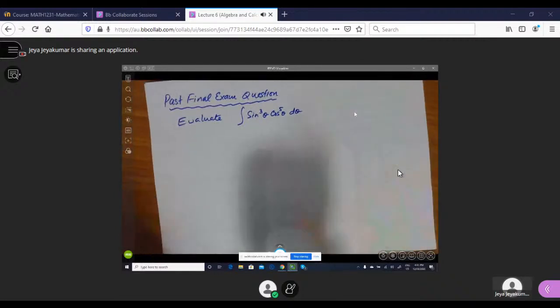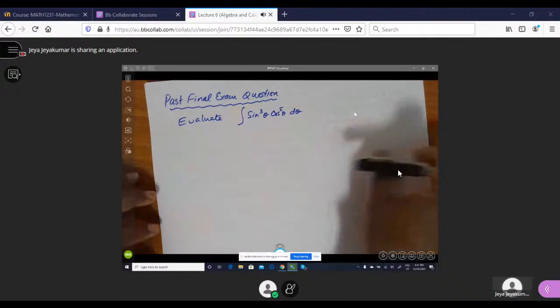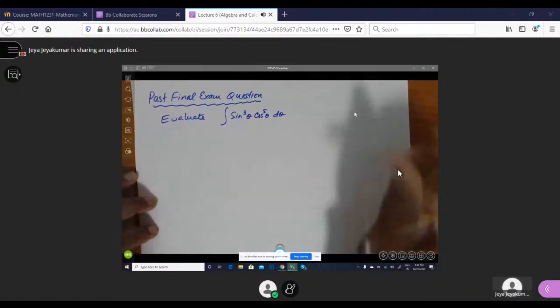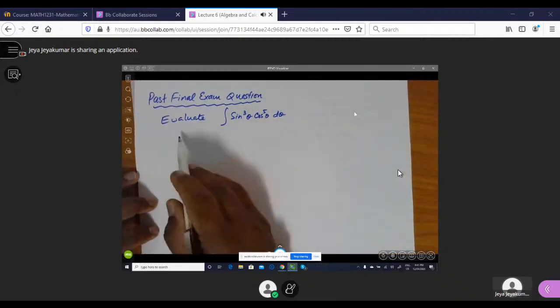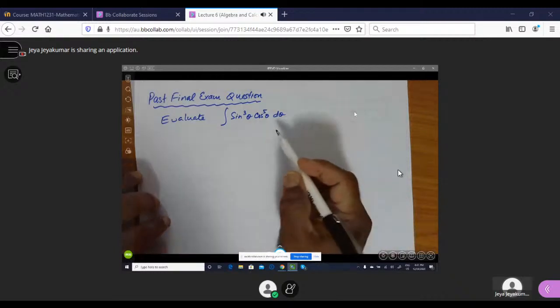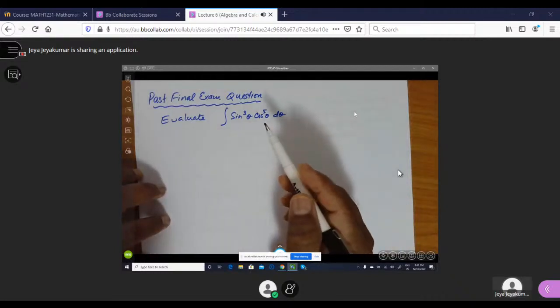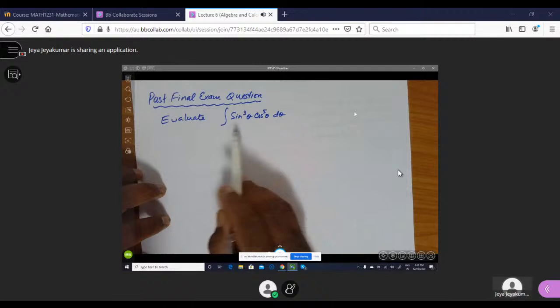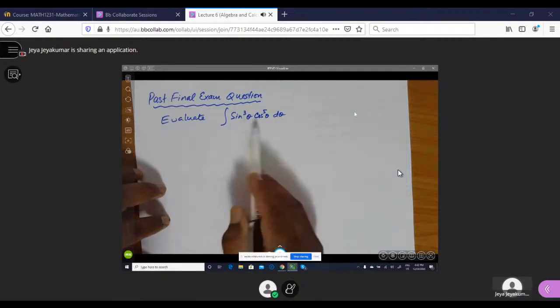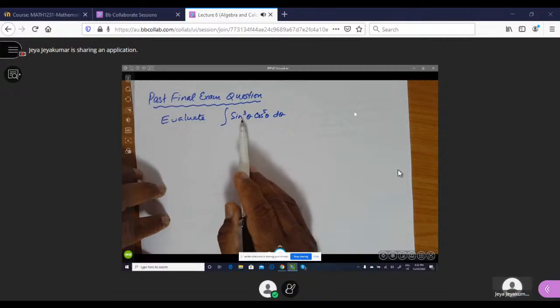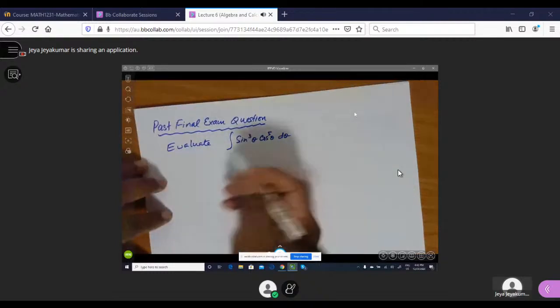Here's the final exam question we gave recently. You are asked to evaluate the integral of sine cubed theta cosine to the power 5 theta. Look at the integral closely. You have odd powers of both here, sine cubed theta and cosine to the 5 theta, so you have two options.